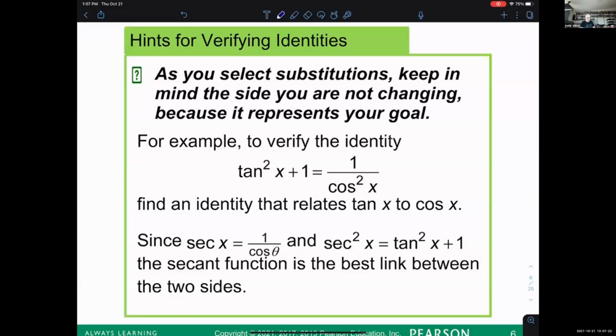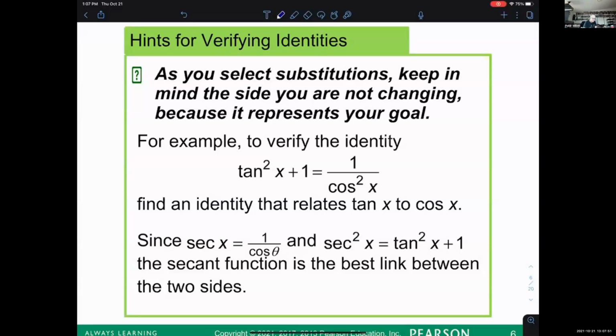But let's look at their example and see if we can make sense, because they do have a specific example here. So for example, to verify this identity, tan squared x plus 1 equals 1 over cosine squared x. So this is an identity because it says this thing is equal to that thing. Find an identity that relates tan x to cosine x. So it says in order to do that, find something that relates that.